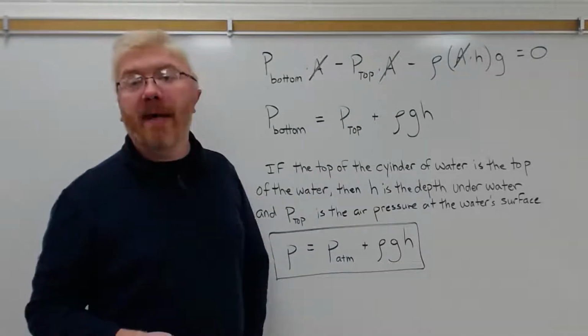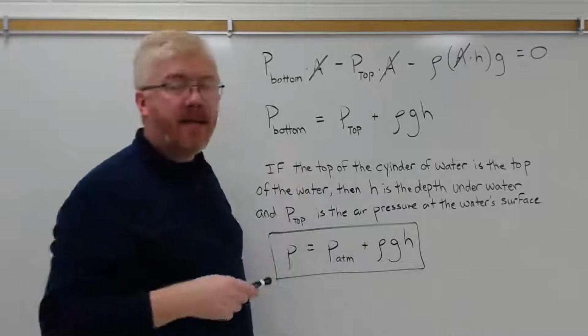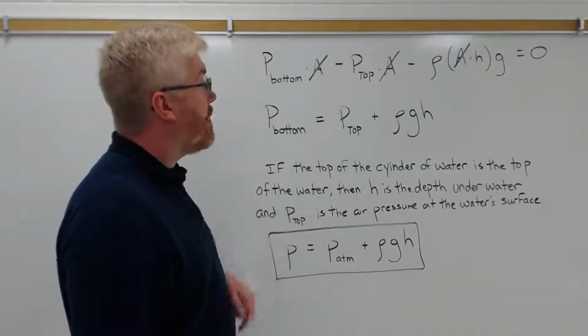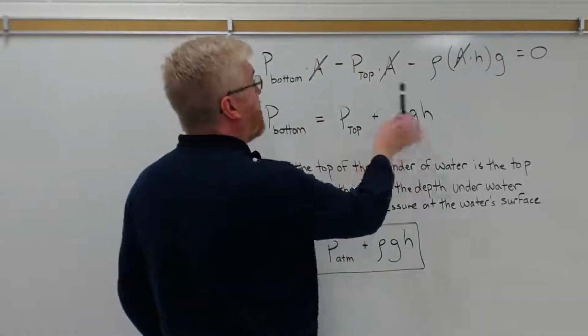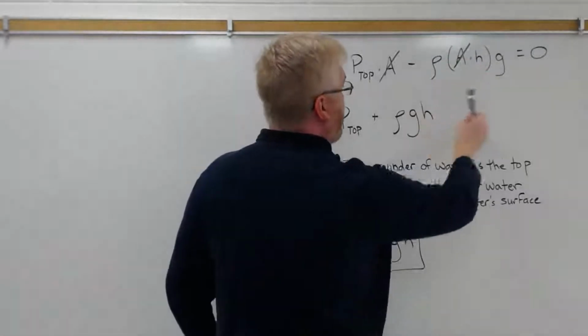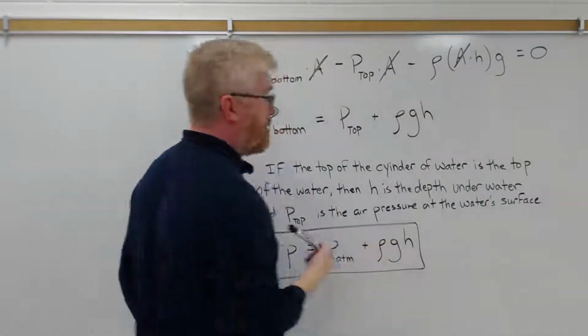So I can divide through by A. What happens is A's cancel on the left-hand side, and then 0 divided by A is still 0. So the A's effectively cancel. I rearrange this equation to bring this negative P top to the other side. I rearrange the equation, but I add rho g h to both sides.